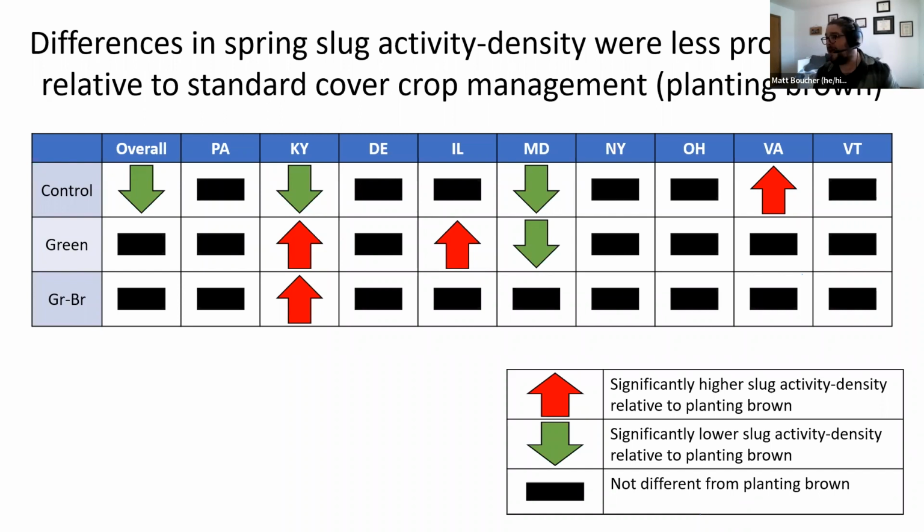And I think that's a really important takeaway for this talk, is that if you're using cover crops, you might not be seeing such a significant increase in slug pressure. That's something we commonly hear, is that using cover crops, planting green is going to increase the amount of slug activity in your field. And what we're seeing is that delaying the termination time, if you've already committed to using cover crops, might not be as problematic as one would imagine.